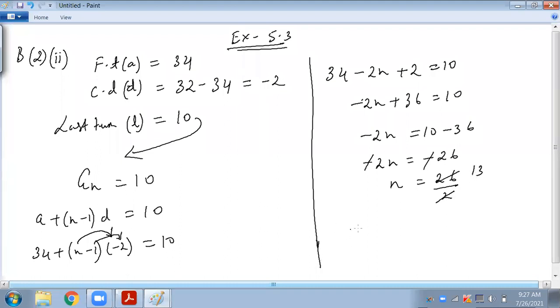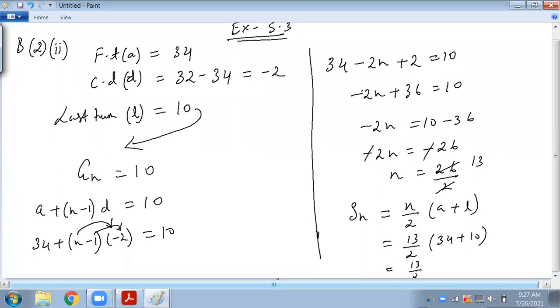Now we know n, so we can find the sum. Now, how to find the sum? We're going to use the formula Sn equal to what? n by 2 (a plus l). Now here n, we got how much? 13. So 13 by 2. A is how much? A is 34 plus l is how much? 10. Now first solve the bracket.